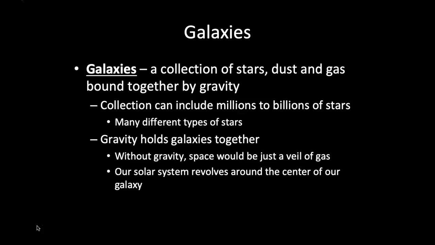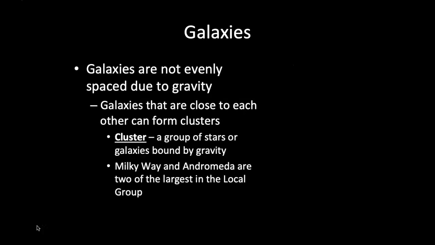What happens is gravity will hold these galaxies together, and even if we did not have gravity, all of space would just be a veil of gas. Our solar system usually revolves around the center of that galaxy, and the different shapes of these galaxies are formed by how they rotate. Galaxies are not evenly spaced due to gravity.